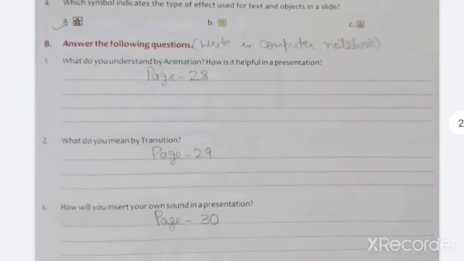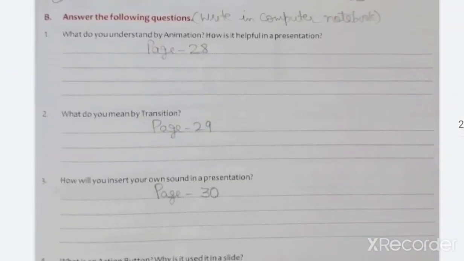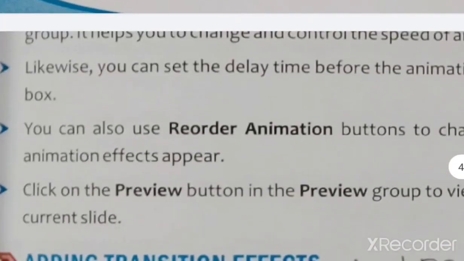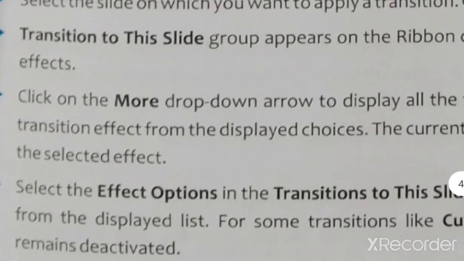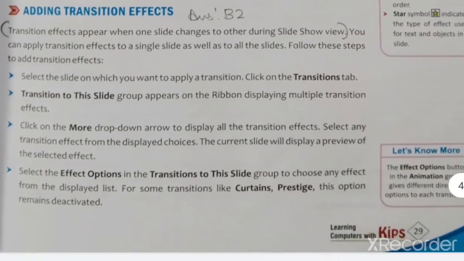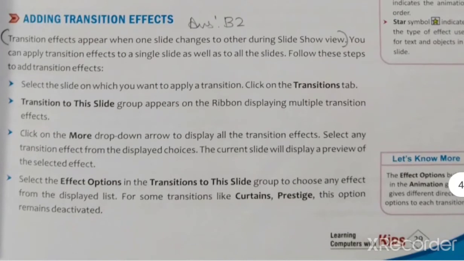Then let us move to question 2. What do you mean by transition? The answer is on page number 29. So I'll show you page number 29. This is your 29th page. You can see now the answer is the first line of the heading, adding transition effects. You can see the answer is B2. That is the second answer. Transition effects appear when one slide changes to other during slideshow view. So this is your answer number 2.